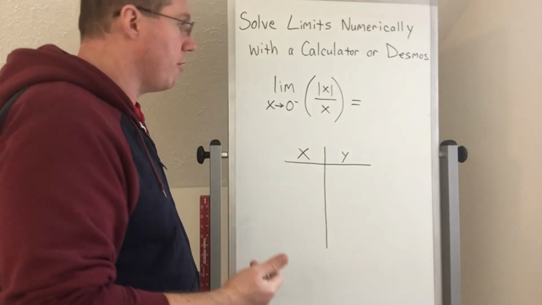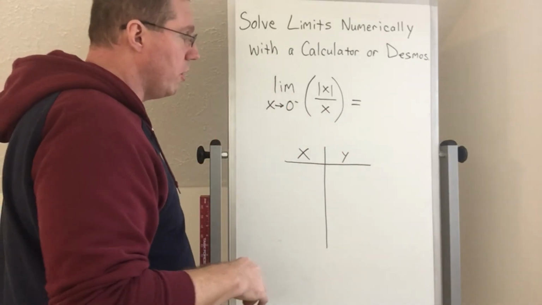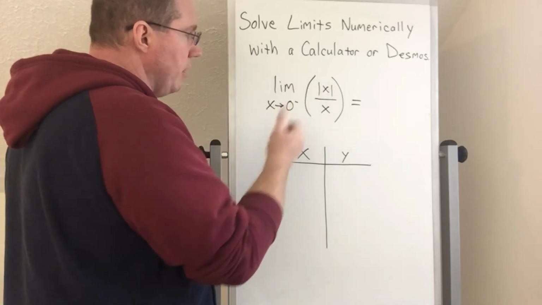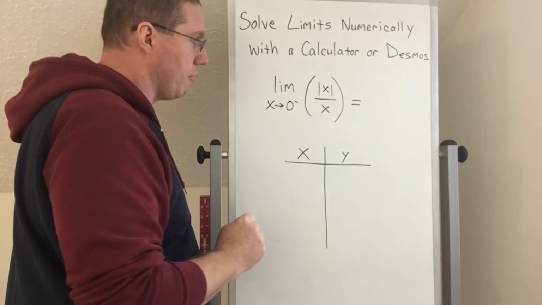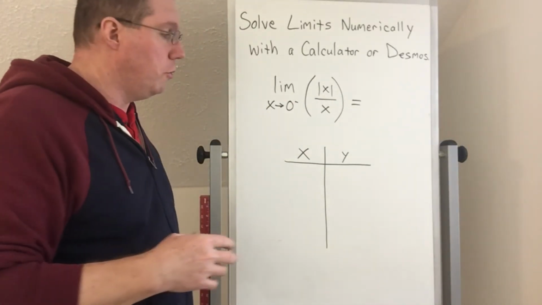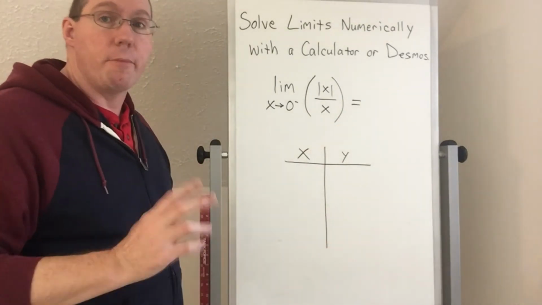Okay, so here's a great example. This is probably a well-known problem within the world of calculus. What is the limit as x approaches 0 from the left side of the absolute value of x divided by x? Okay, so because this is sort of a weird problem, it's a great one to do using a table of values, doing it numerically. So I'm going to go grab a calculator.